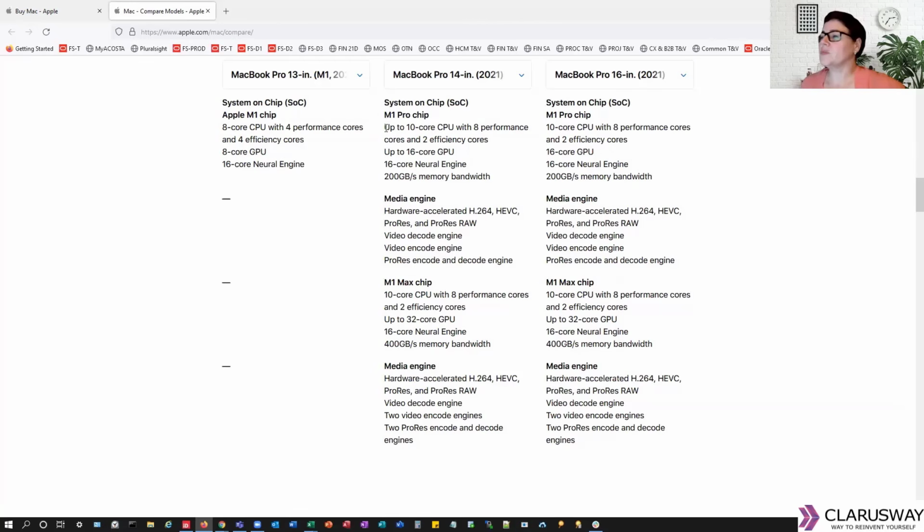Here's a little better breakdown of what those chips store. And you can see that for the M1 Pro chip, it's a 10-core processor with 8 performance cores and 2 efficiency cores. So that's how they kind of break up their instructions. And some cores perform some instructions, and then other cores are designed to perform other instructions.